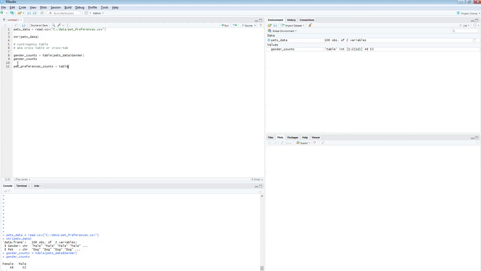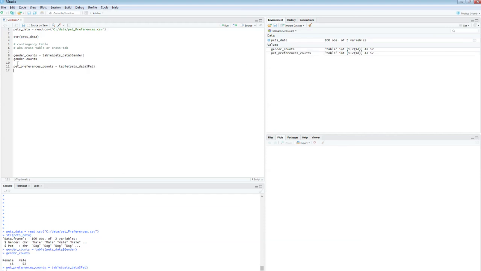And again, I'm going to use the function table. All right, and pets data. It's not quite where I wanted it to be. Pets data, dollar sign, column called pets. And let's take a look at how the pets are distributed between these 100 people, right?